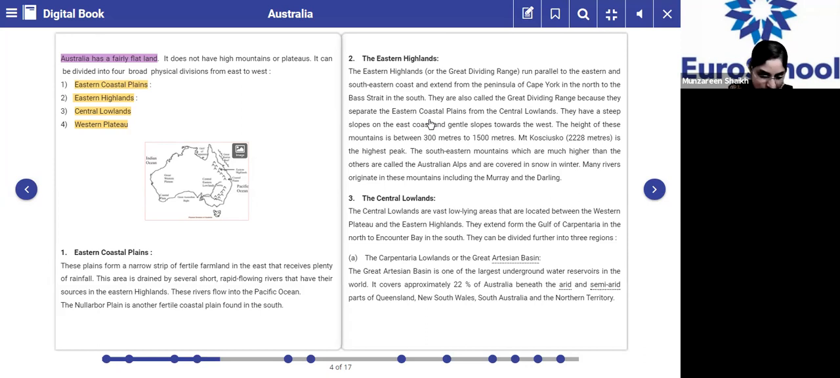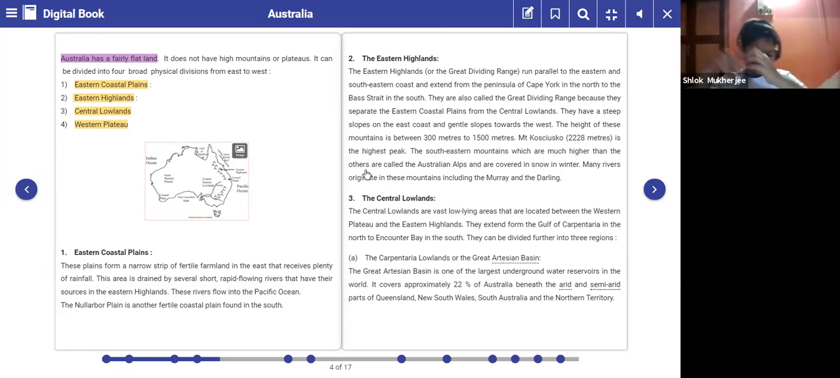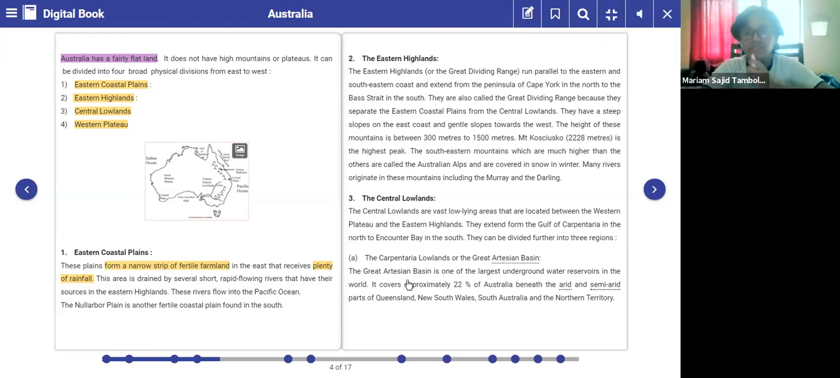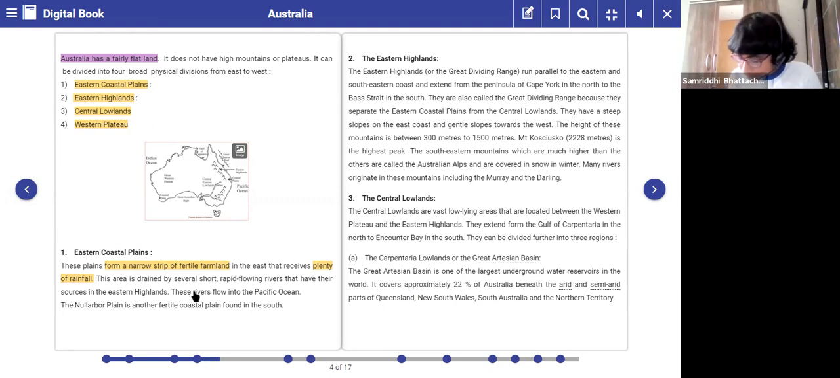So first, what is the peculiar thing about the eastern coastal plains? First thing is that it receives plenty of rainfall. Please underline. And what are the eastern coastal plains formed of? They are formed with a narrow strip of fertile farmland. Please underline that. These are the pointers, highlighters, keywords you can say, which you need to remember. Next, the rivers, they flow into which direction in the eastern coastal plains? East direction. Into the Pacific Ocean. Please underline that.